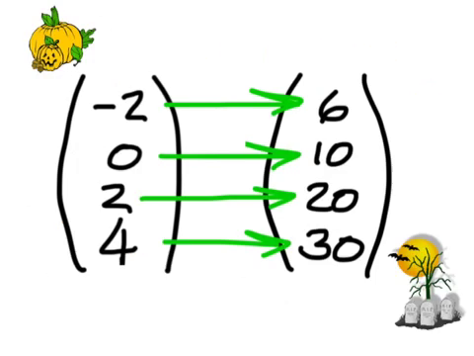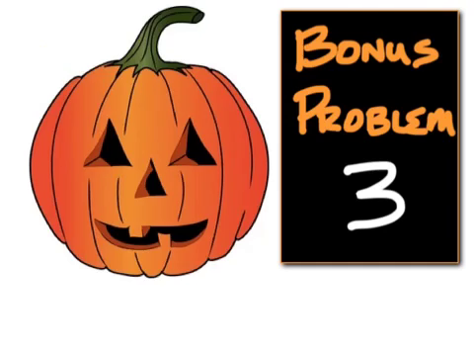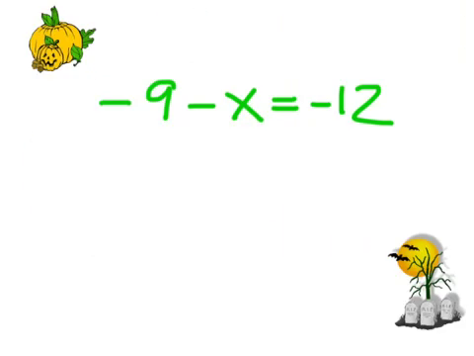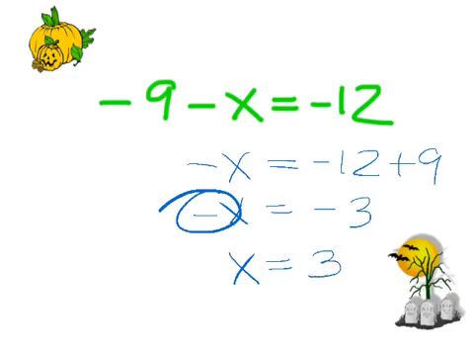Practice problem number 3. For the practice problem, you only have one item leaving each one, so the answer is yes. Bonus number 3. You should have negative x equals negative 12 plus 9. That gives you a negative 3 on the right, but you must divide by negative 1, which makes that a positive 3.